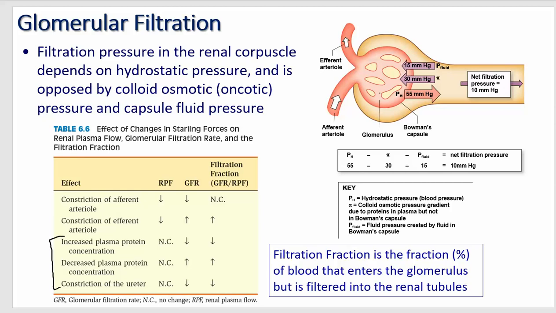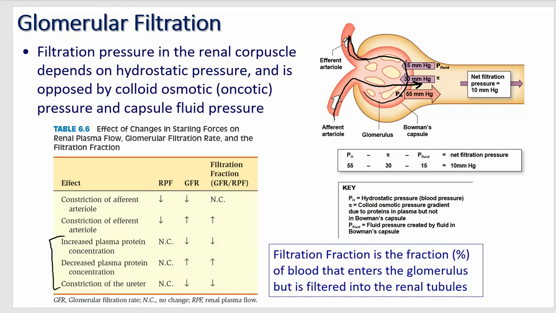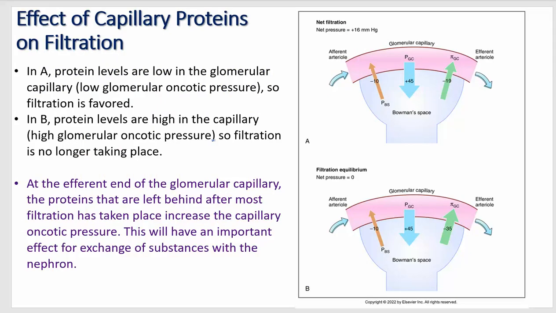But we also have this thing called filtration fraction. That's the fraction of blood that enters the glomerulus but is filtered and doesn't just move through. So earlier when we were saying, if we hold all the fluid in here and we have no filtration pressure, then we're not filtering at all. So there's really no filtration fraction. Okay. All right.